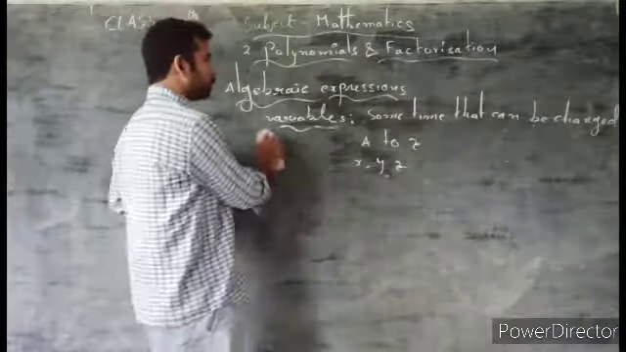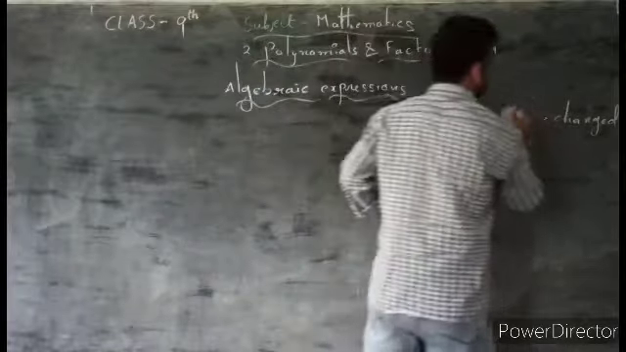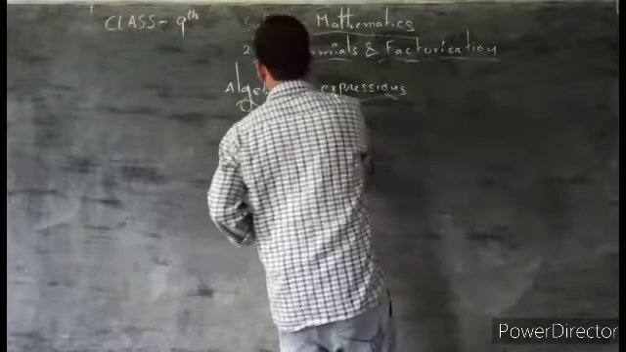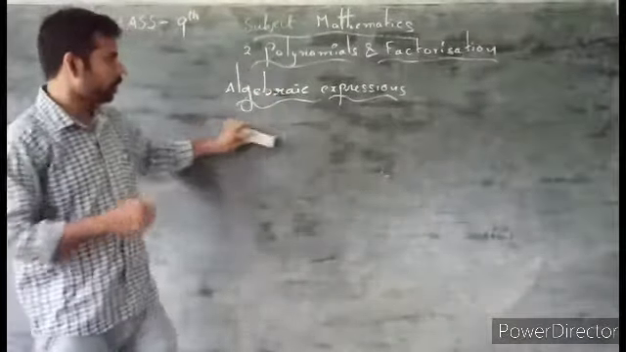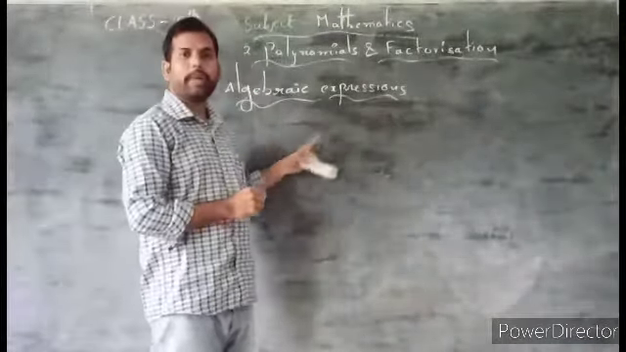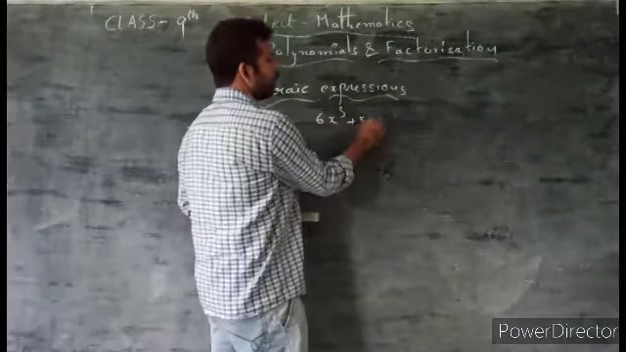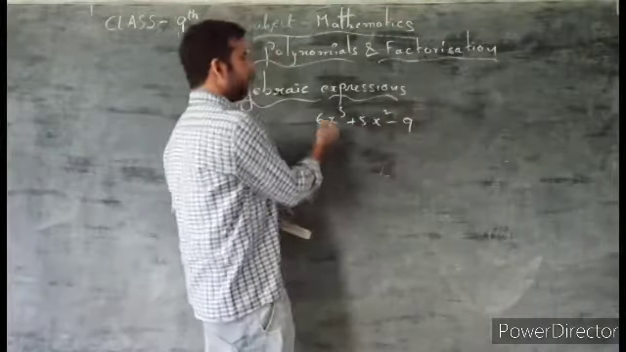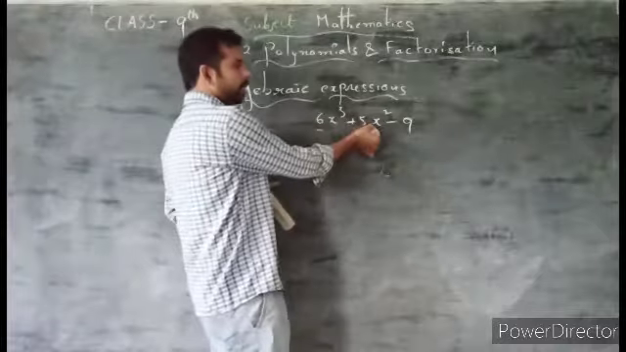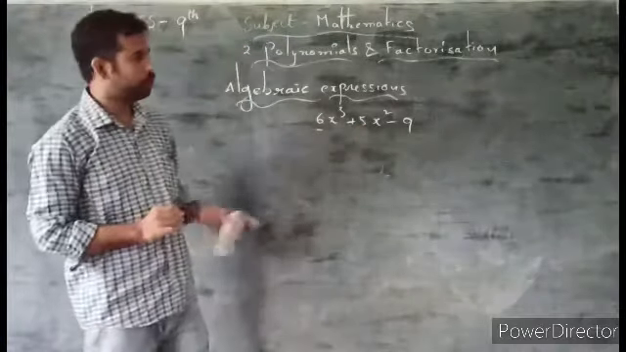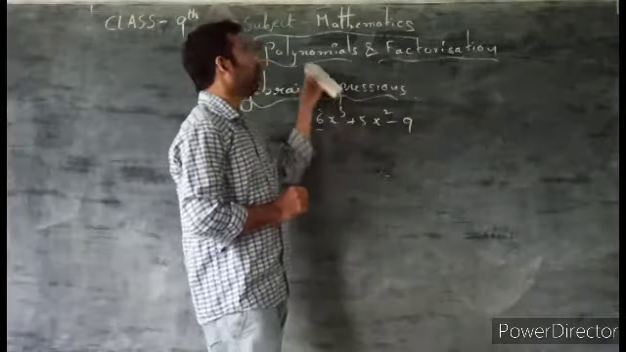So next is the algebraic and numerical expressions. The expression is 6x cube plus 5x square minus 9. So here for x cube the numerical number is 6 and for x square the numerical number is 5. So these numbers are called numerical expressions. So now discuss the polynomials.